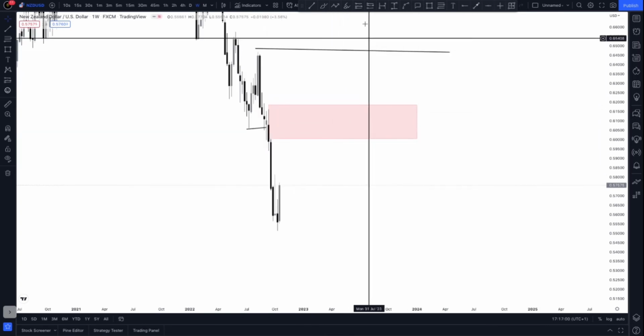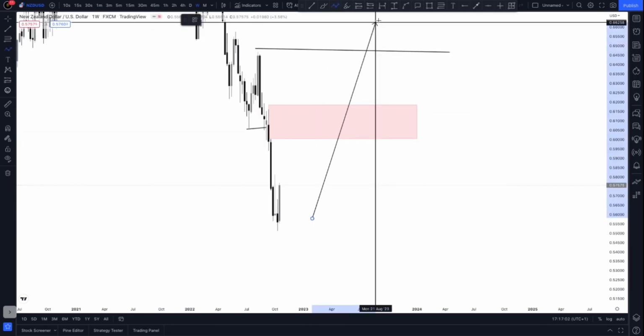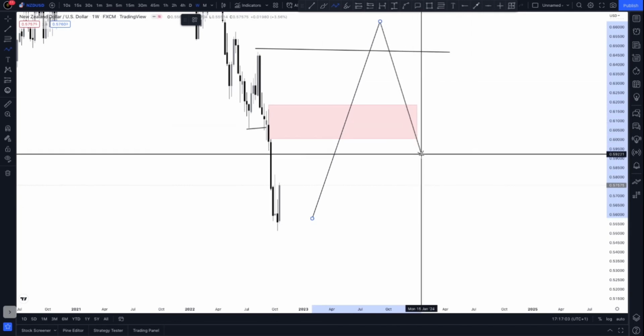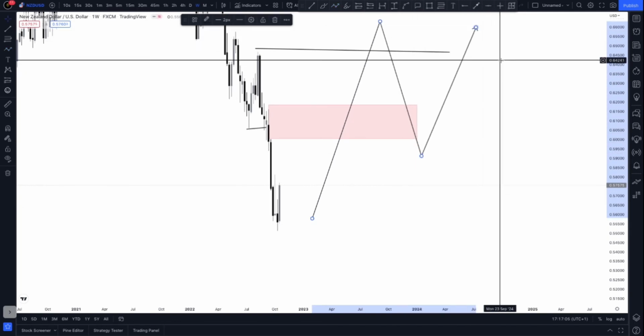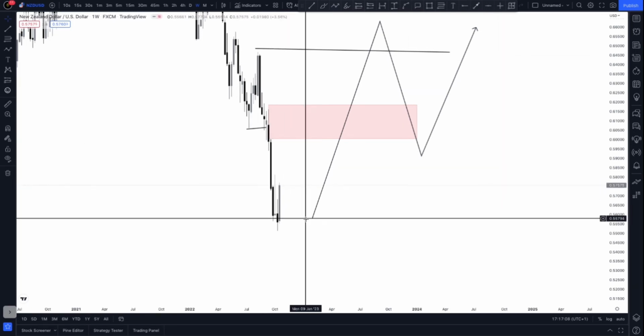Until the market gives a push to the upside and takes out the high, then we should be looking to buy. Okay, and also looking at it, we are currently in a retracement back.